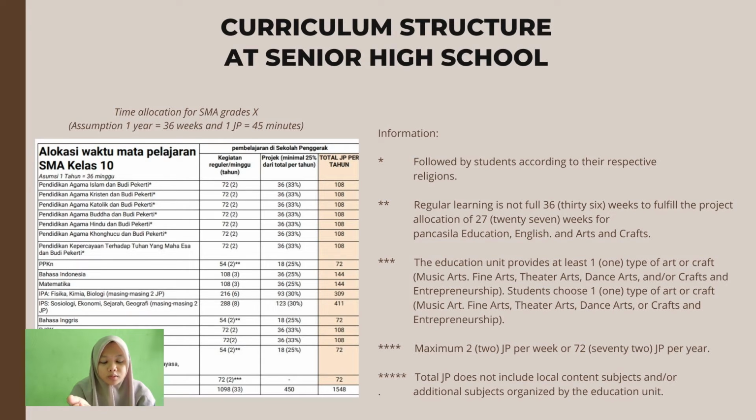Next information, number 4, maximum 2 time learning per week or 72 time learning per year. And next, total time learnings doesn't include local content, subjects, or additional subjects organized by the education units.